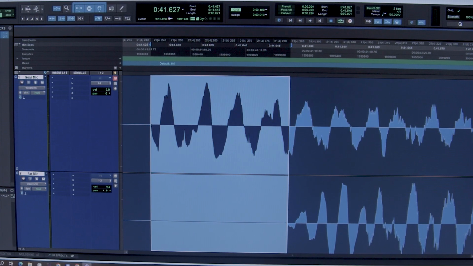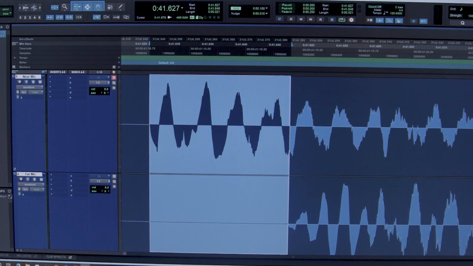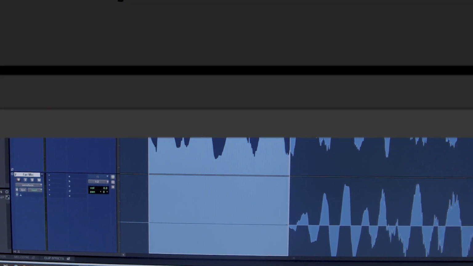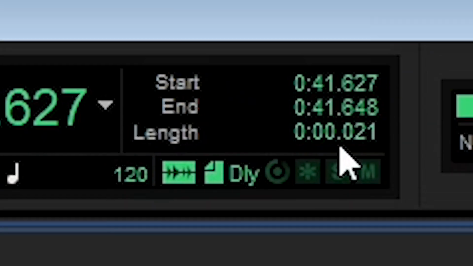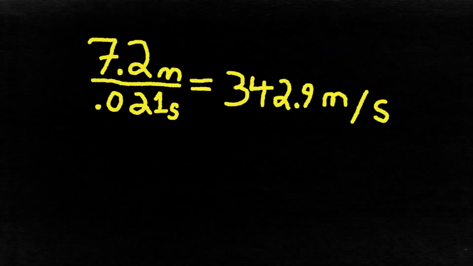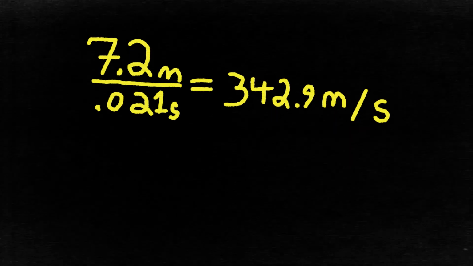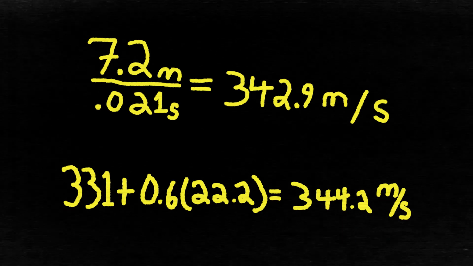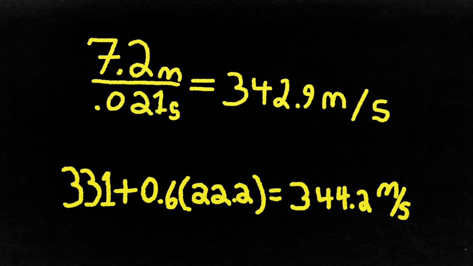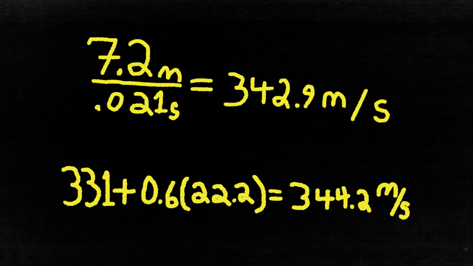As we can see by looking at the time difference between the two transients in the DAW, there's an inherent delay of 21 milliseconds. Dividing the distance between the two mics by the delay time gives us 343 meters per second. Comparing this to the approximation of the speed of sound based on the room's temperature, we see this is a reasonable measurement. While the time delay between my two mic setup was measurable, it was also extremely short.